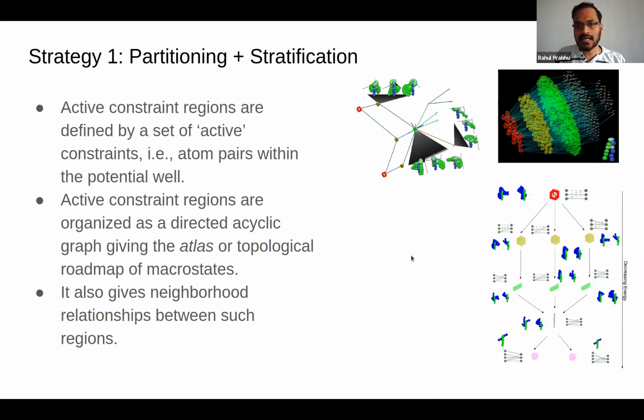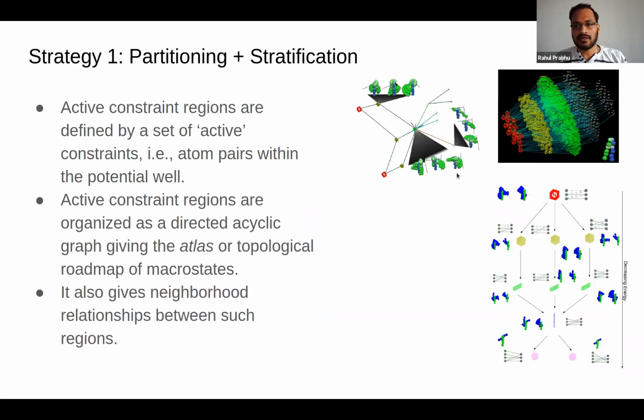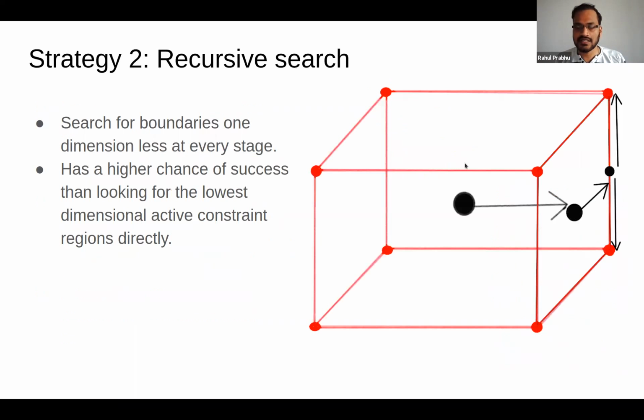The second strategy we apply is, I said the active constraint region at the top is 5-dimensional. And if my goal is to find all the 0-dimensional configurations, there are two ways I can go about it. First one is I start in the middle of the 5D region and shoot rays everywhere and hope that it hits a 0D configuration, which is not a very good strategy.